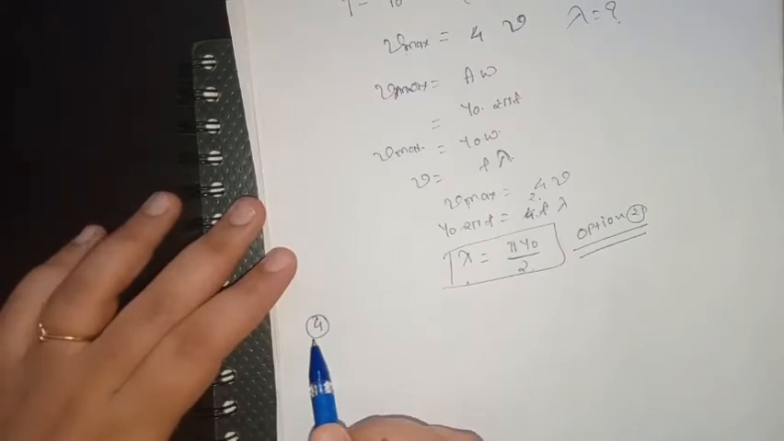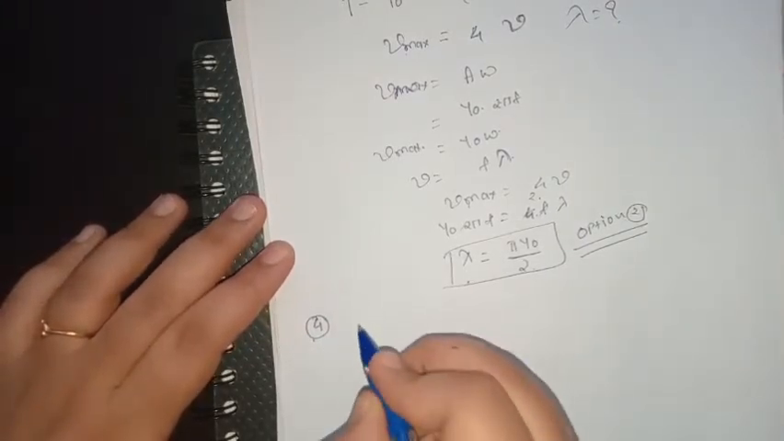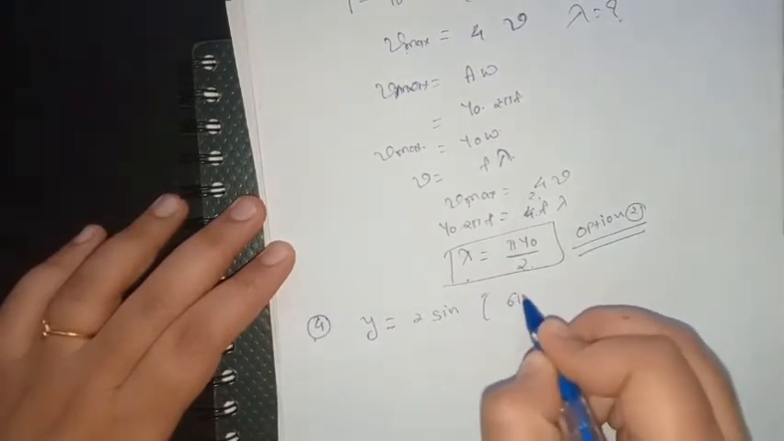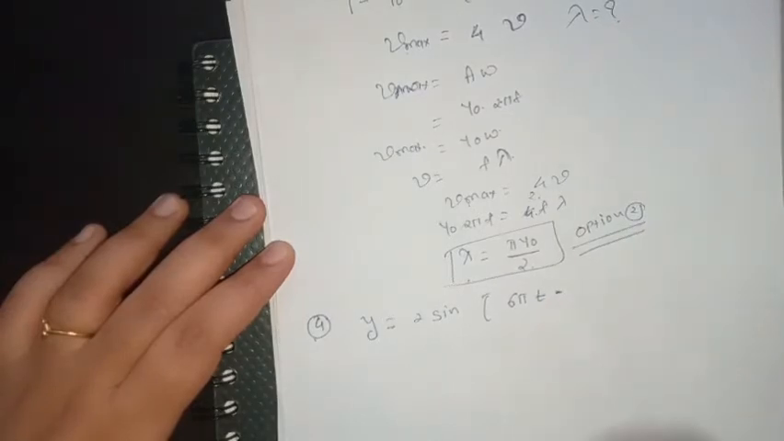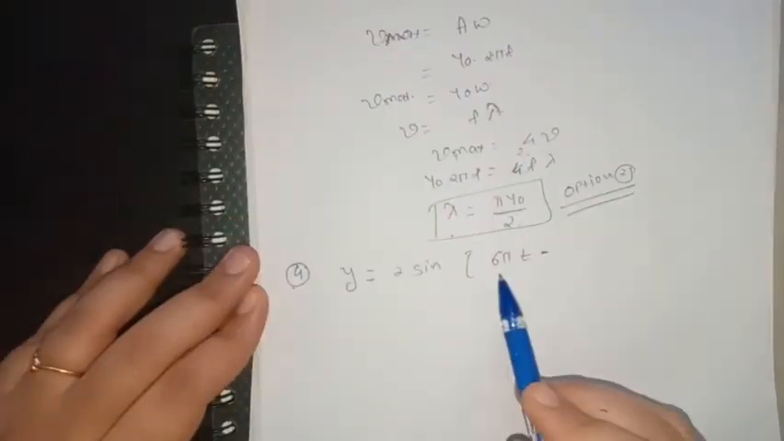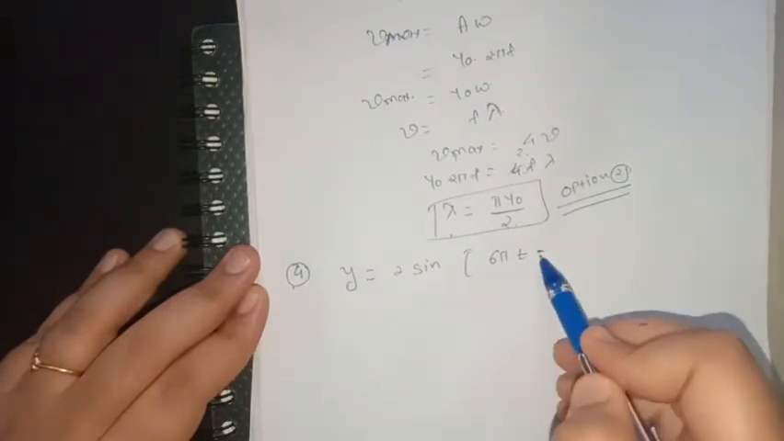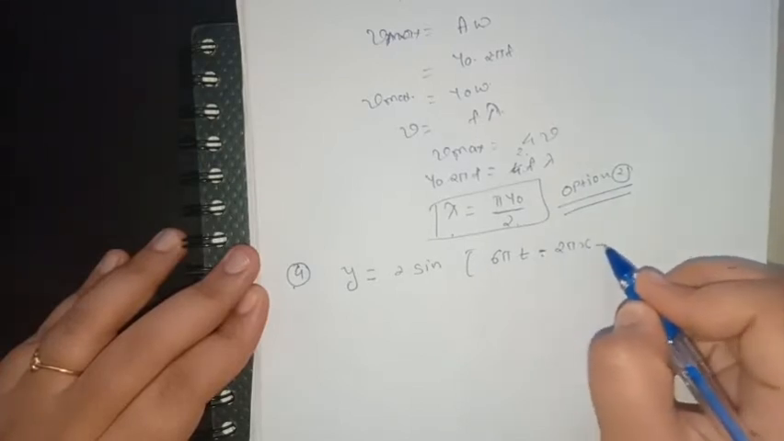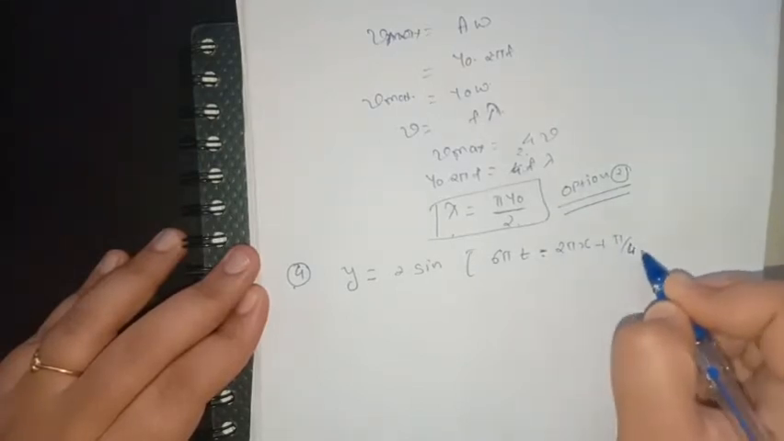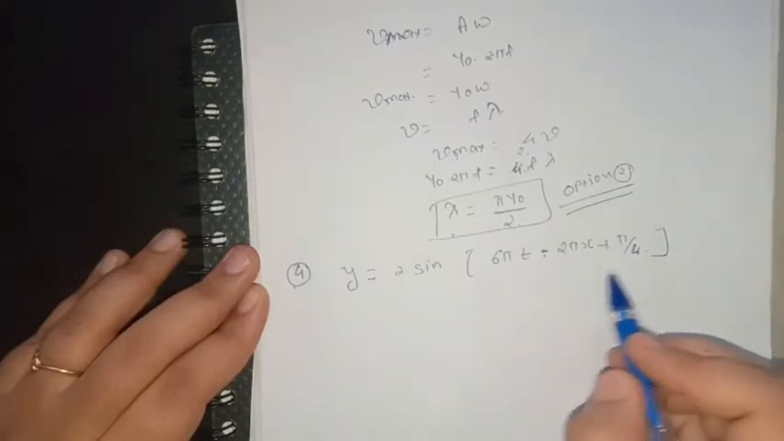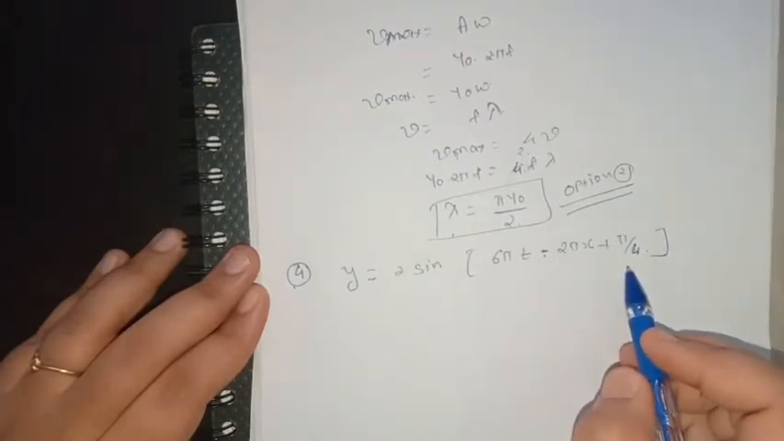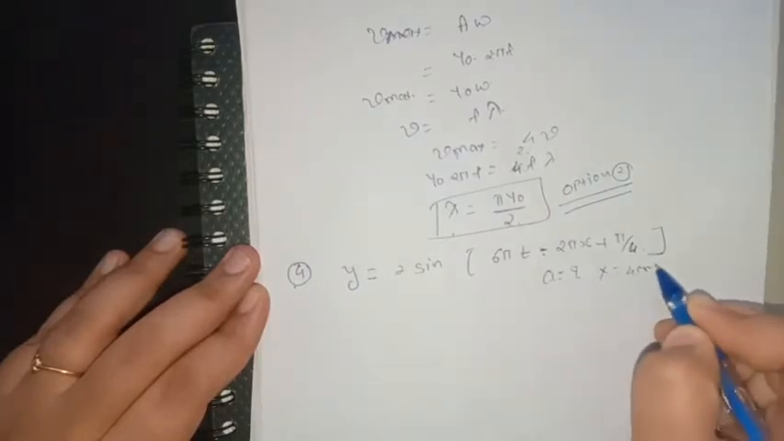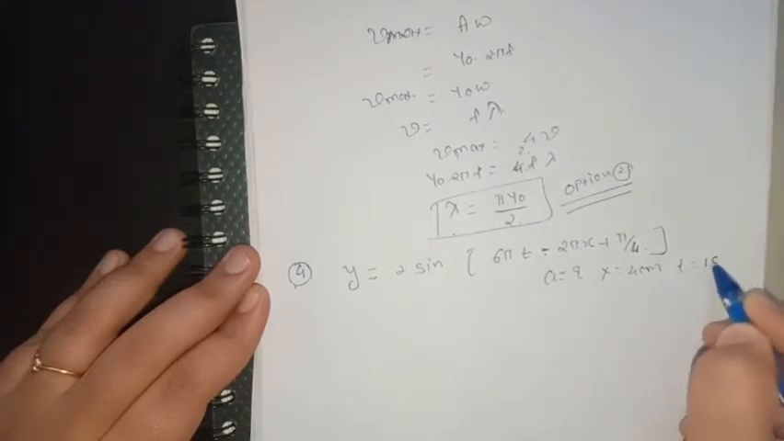In question number 4, the transverse wave along a string is given by y equals 2 sine of (6 pi t minus 2 pi x plus pi by 4). Here x and y are in centimeter and t is in second. We want to find the acceleration at x equals 4 centimeter and t equals 1 second.